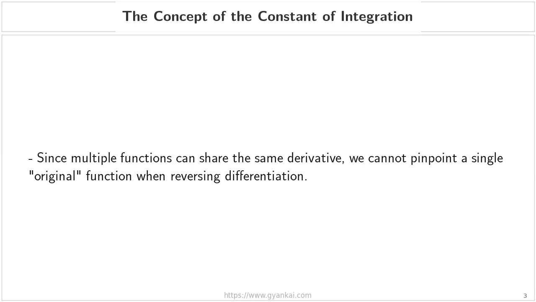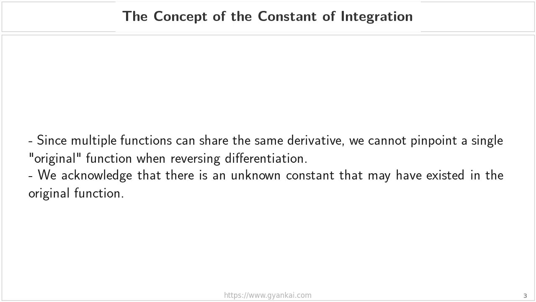Since multiple functions can share the same derivative, it means when we're trying to reverse differentiation, that is, finding the antiderivative, we can't pinpoint a single original function. There isn't just one answer. Because of this, we have to acknowledge that there might have been a constant term in the original function before we differentiated it. Think back to how the derivative of any constant is always 0. That constant term would have vanished when we took the derivative.